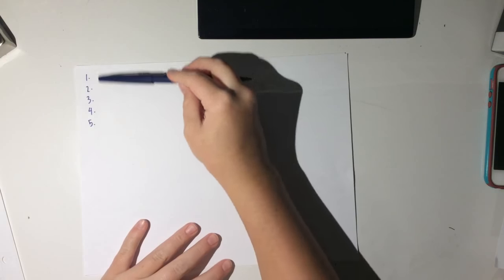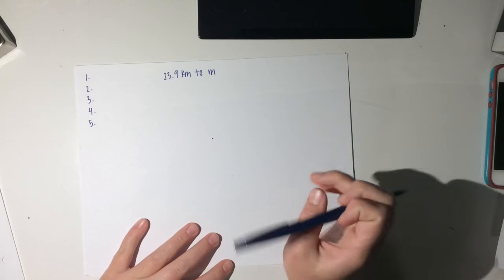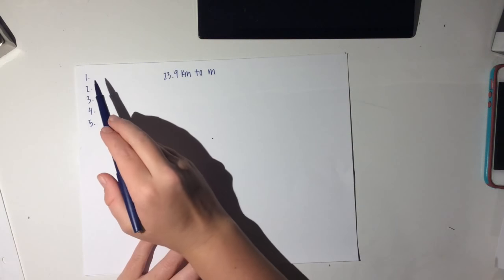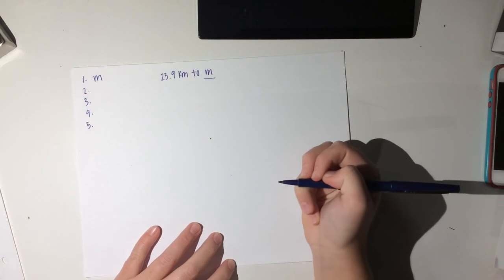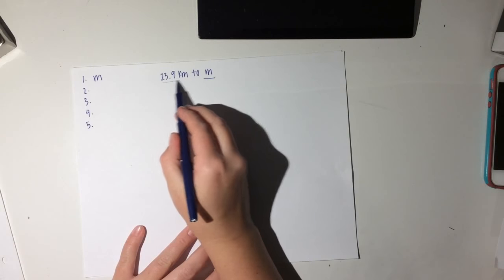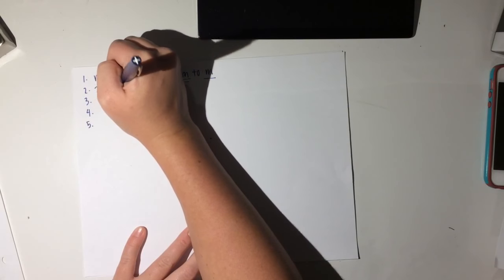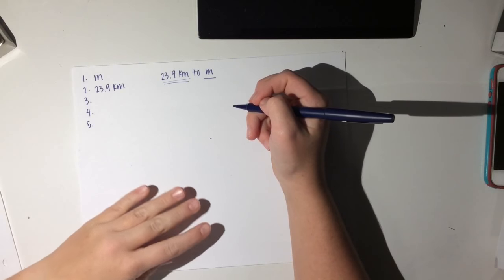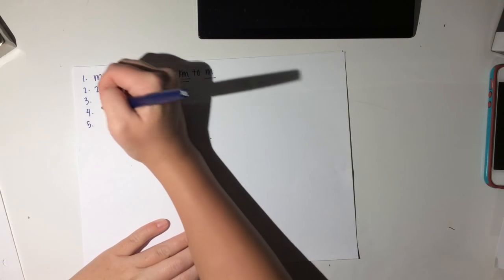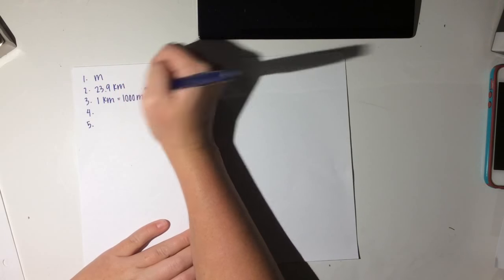Okay, let's try a problem. So, using our 5-step rule, we are going to be solving 23.9 kilometers to meters. Our first step is for our unknown variable, which is meters. So we're going to write that there. Step 2 is our given information, which is our 23.9 kilometers. And then step 3 is any conversions or equations. So one thing that will be helpful in solving for meters is knowing that 1 kilometer equals 1,000 meters.